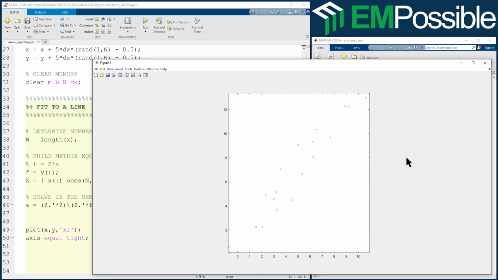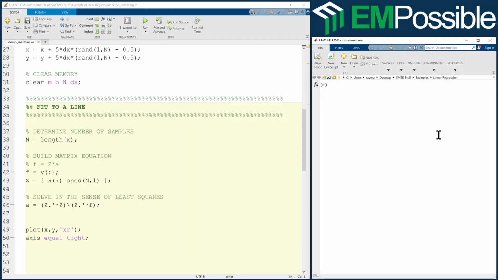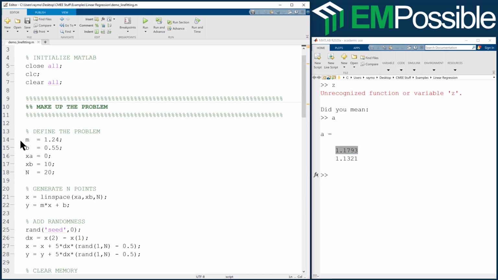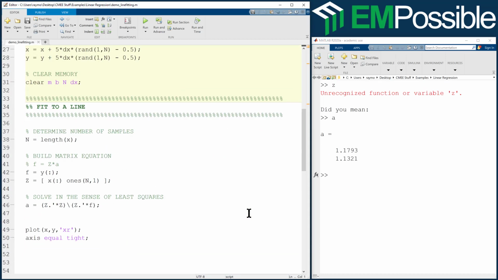If we run this, now we can look at A, and that's a column. Whoops, I typed in the wrong letter, A. We're looking at a column vector of two things. The first one is our slope, and the second one is the y-intercept B. Now we might be thinking, well, this first one does match pretty close to the 1.24 that we started with, remember up here. Why is this y-intercept so off? Is this even correct? How do we know if we're correct?